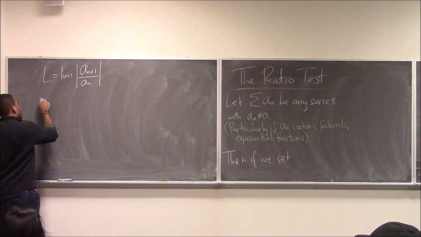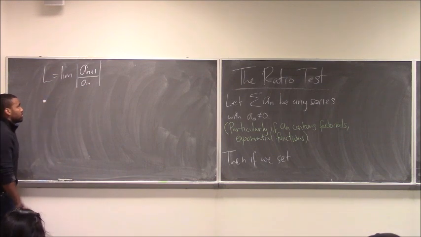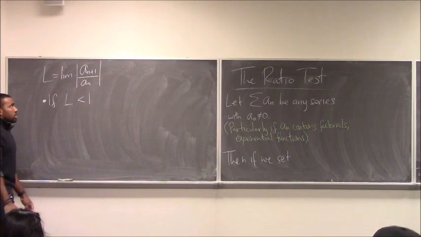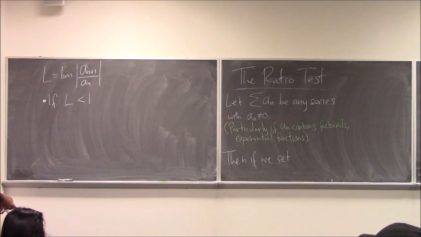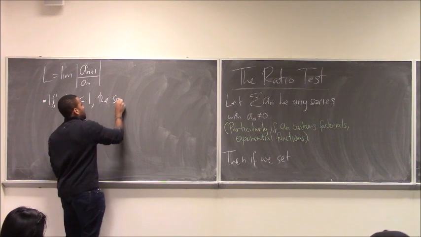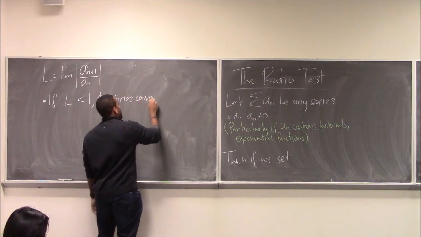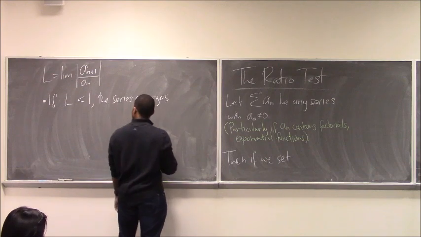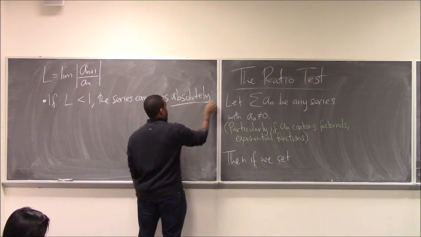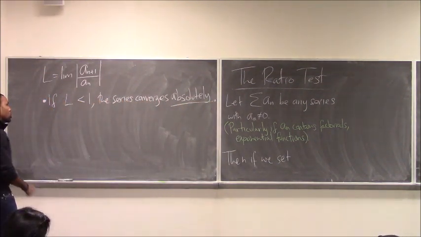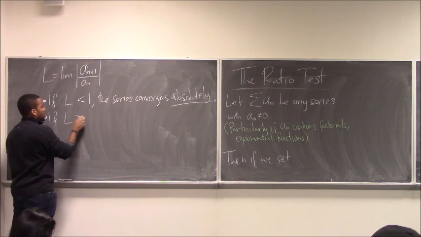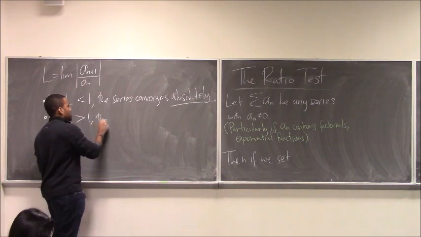Now it turns out that this one has several cases. If your L is less than 1, okay, so you find this limit and you realize that it's less than 1, the series converges. More important than that, converges absolutely, absolutely converges. That's going to be a very good thing for us to know. When a series converges, does it converge absolutely? If L is larger than 1, the series diverges.